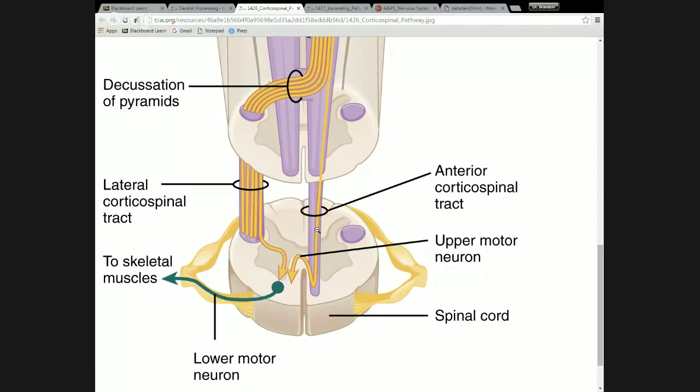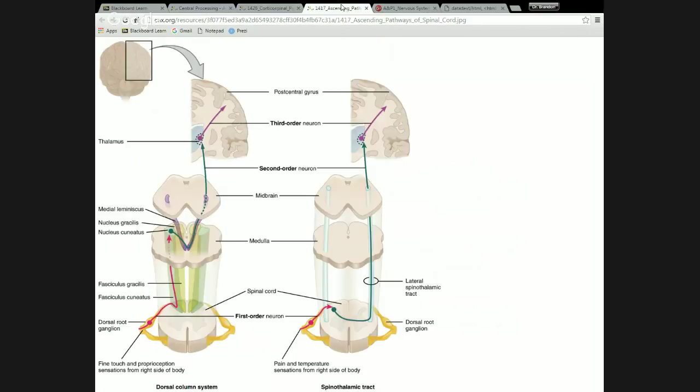so that, based on how it's drawn, the side of the brain that's depicted is the left side of the brain, and both pathways end up going to skeletal muscles on the opposite side of the body. It's just that the lateral corticospinal tract crosses here. The medial corticospinal tract doesn't cross until the last minute.